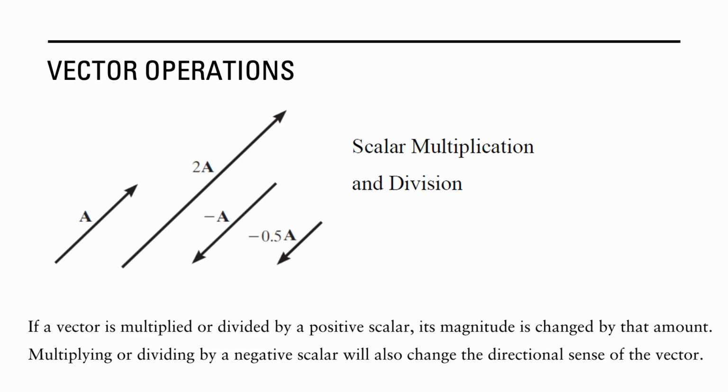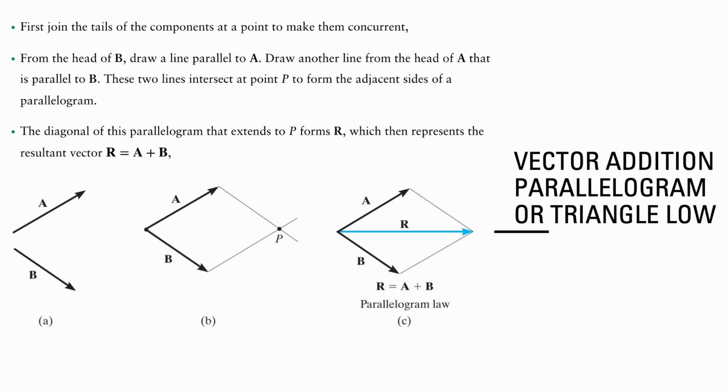So vector operations: we have scalar multiplication and division. If a vector is multiplied or divided by a positive scalar, its magnitude is changed by that amount. Multiplying or dividing by a negative scalar will also change the directional sense of the vector.